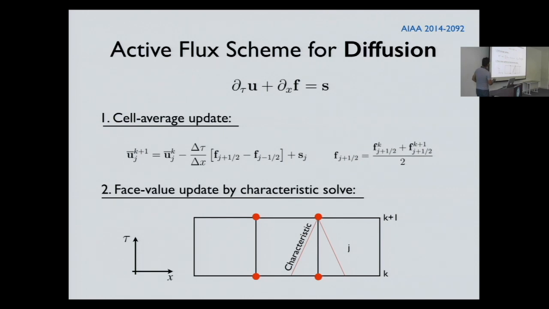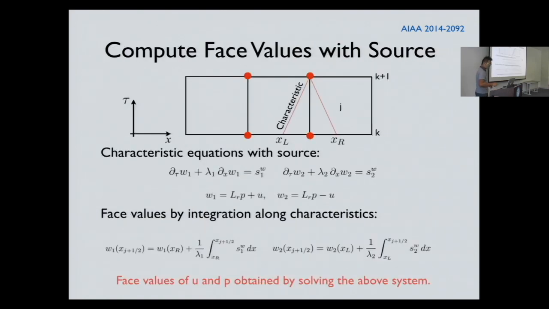So Active Flux for diffusion: the cell average update is just a finite volume with source term. And we need to compute this flux at the next time level. And we trace back now two characteristics. So we can apply exactly the same algorithm to each characteristic variable. Let me show you a little bit more details here. So these are the characteristic equations for the hyperbolic system. The characteristic variables W1 and W2 are linear combinations of U and gradient P, two variables. And there are two wave speeds associated with it.